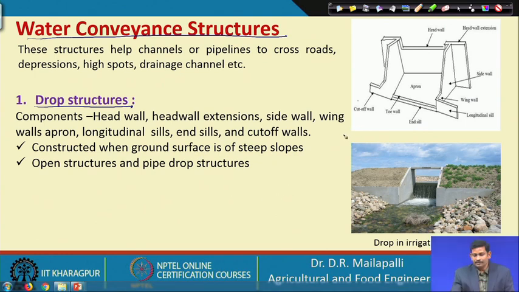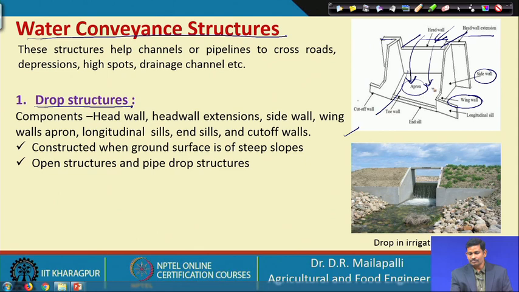Look at here. The drop structure has components like a head wall, which exactly meets the water flow, and then head wall extensions to give more stability to the structure, and there are the side walls. Side walls and an apron, where the water is going to fall on the apron. Then there is a wing wall. All this allows the water to flow smoothly to the next channel. Then the longitudinal sill and sill, the toe wall.